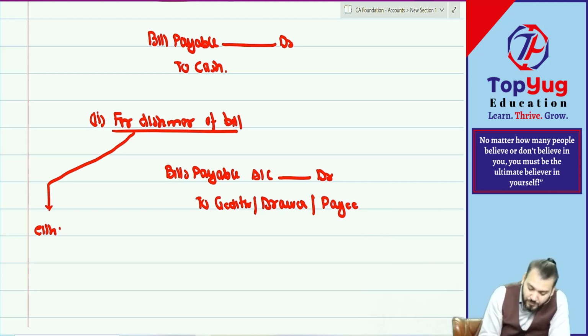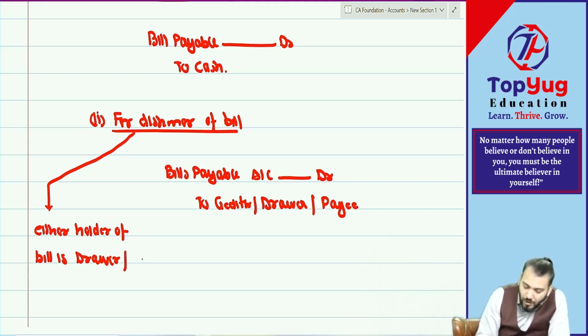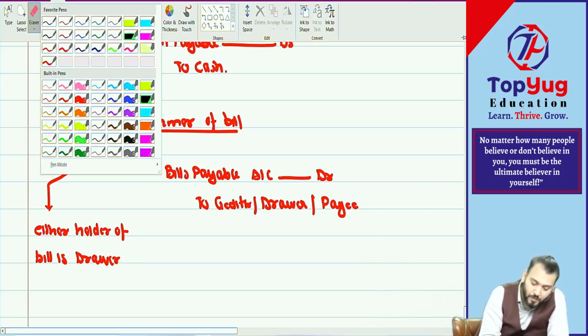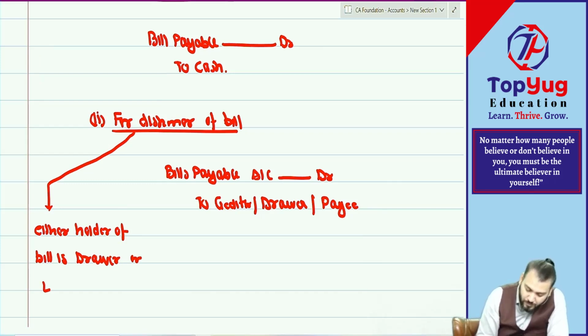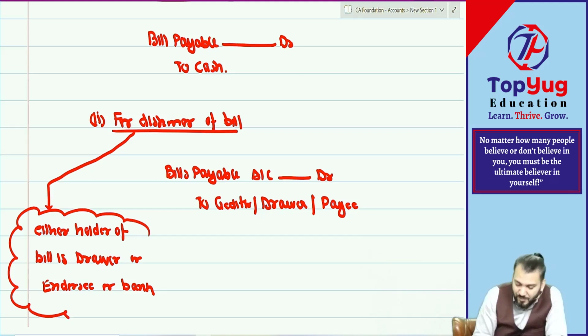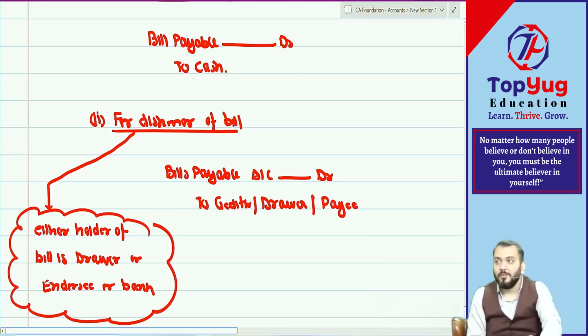Either the holder of the bill is the drawer, or the endorsee, or the bank. Have you understood? Is there confusion? First, have you understood this?